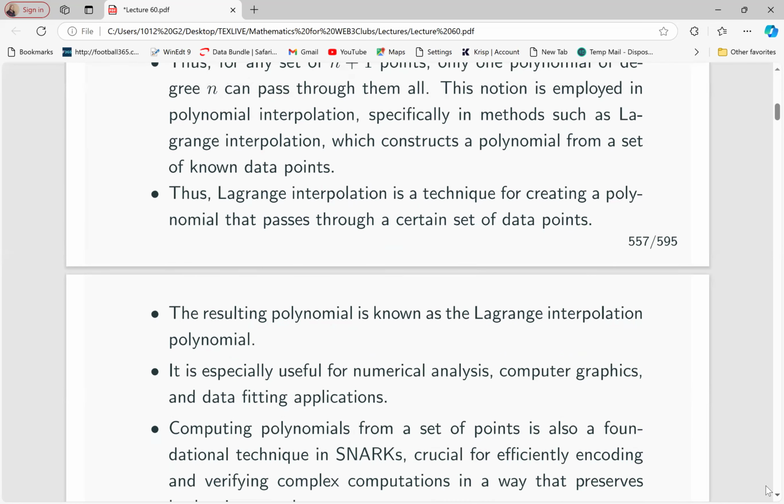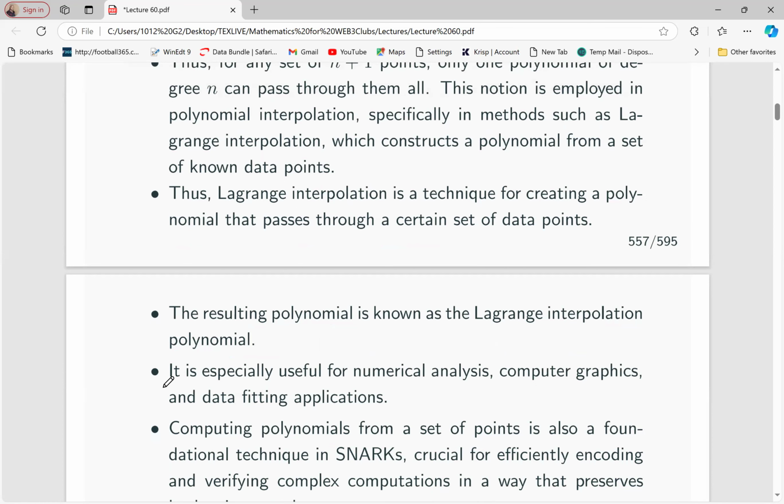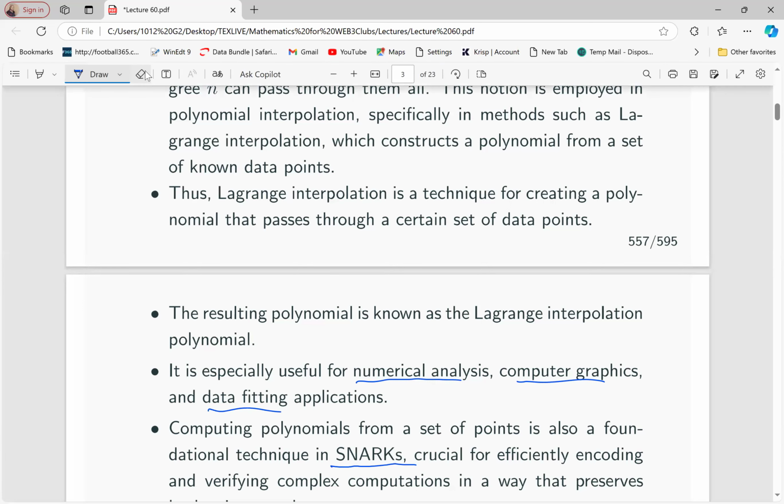Now, this technique is very important and has various applications. For instance, you can apply it in numeric analysis, in computer graphics, and in data fitting applications. And most importantly, in our lessons, it's about zero knowledge proofs, the SNARKs, ZK-SNARKs. So this knowledge is very important in ZK-SNARKs.